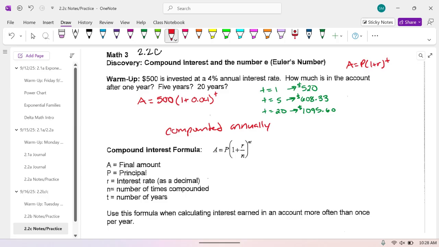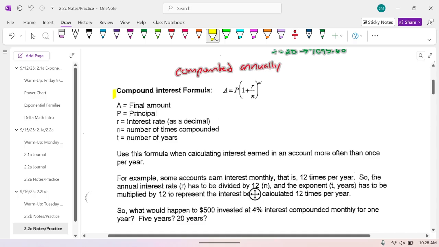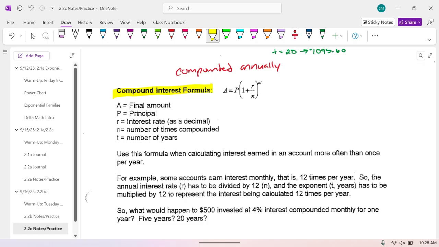All right. So whenever you're dealing with anything compound interest, so it will flat out say the word.